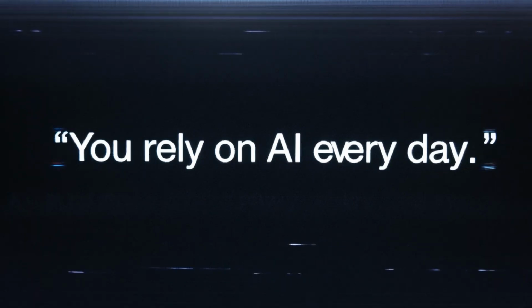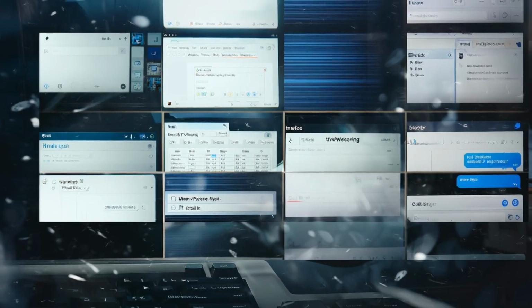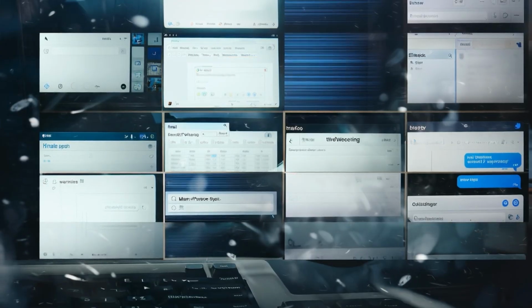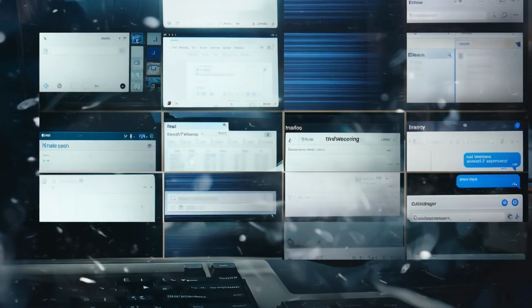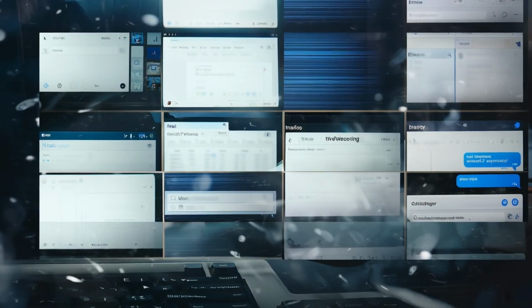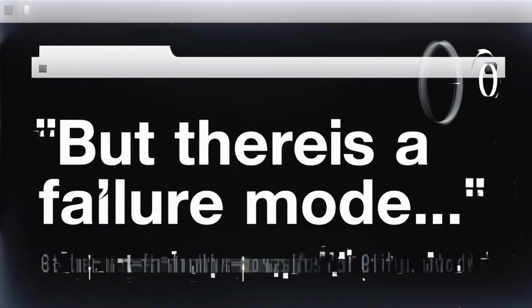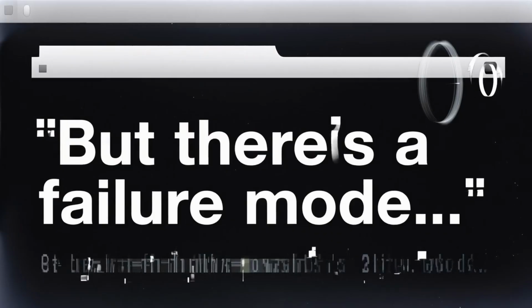You rely on AI every day for answers, summaries, directions, sometimes decisions. But there's a failure mode, where the system doesn't say, "I don't know." It manufactures a clean, convincing reality. That isn't a normal error. It's a synthetic story presented as truth. This is digital ghosts, the strange phenomenon of AI hallucinations in modern systems.